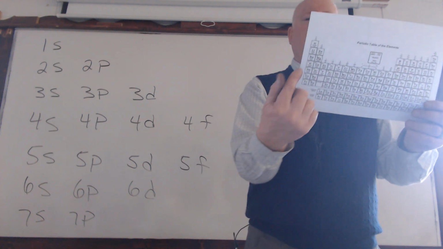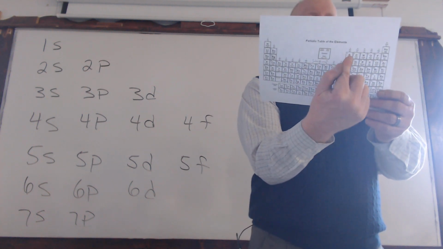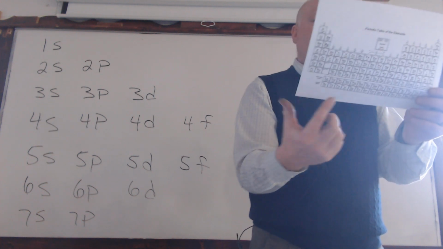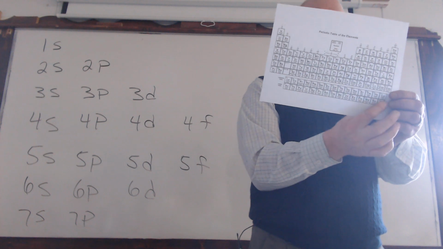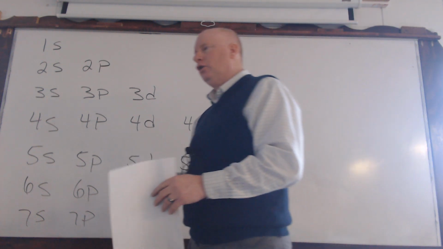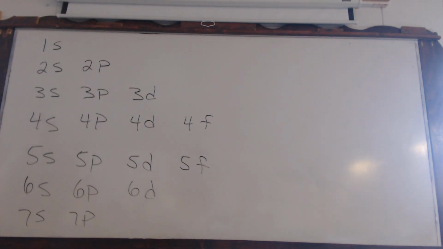Okay? So S block has 2 columns. The P block has 6. The D block has 10. And this F block has 14. Okay? Now, a correction or something to help you out that I would prefer that you do. Way out here with lutetium and lawrencium, 71 and 103. What does this say right here? D block. D block, just those two only. Okay?